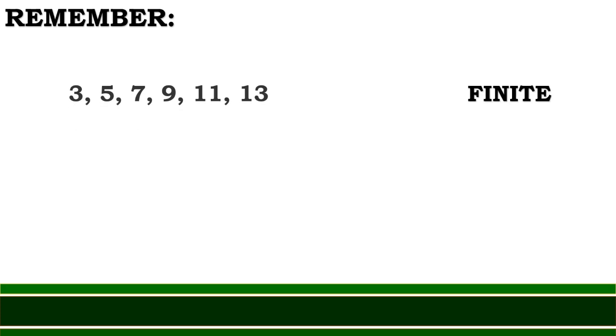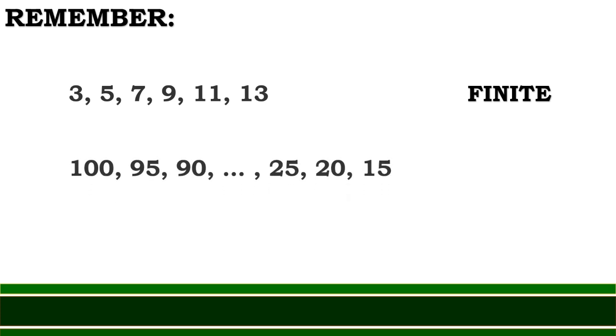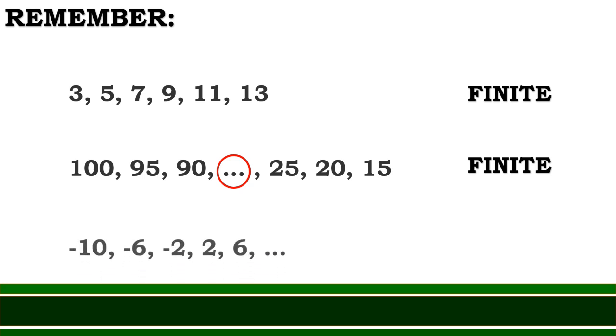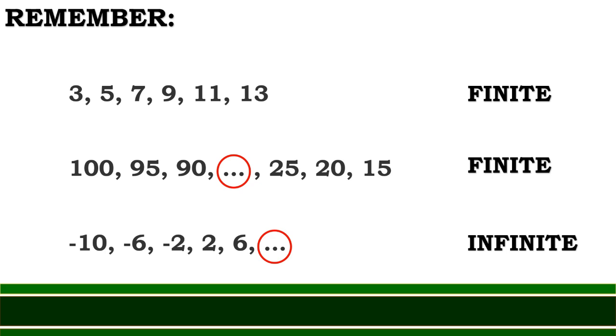Remember this. Finite if it has a start and end, and if the sequence has no ellipses. Another finite if the ellipsis is in between the given terms. And this is what we call ellipsis. And the last one, if the ellipsis is at the end of the given sequence, this sequence is an example of infinite sequence.